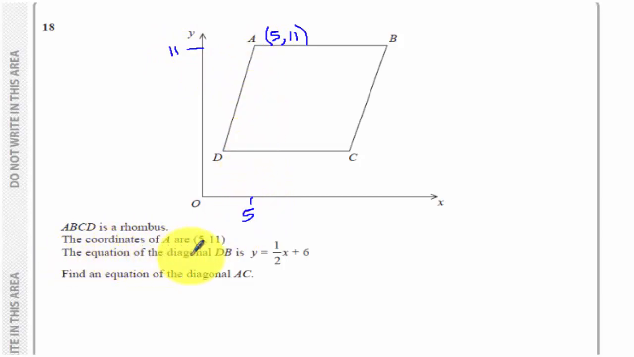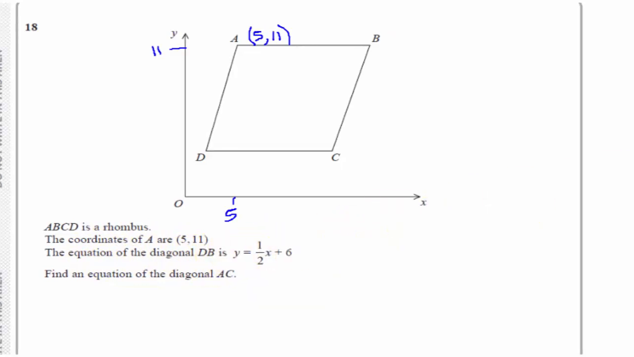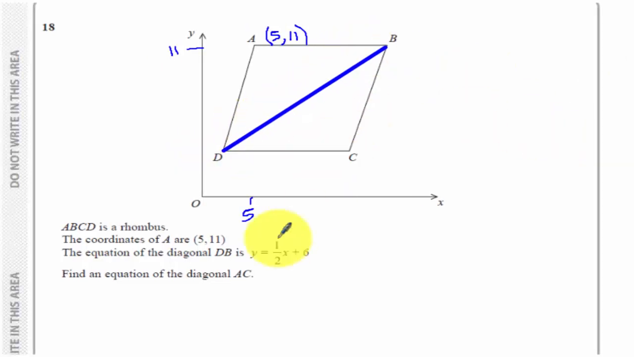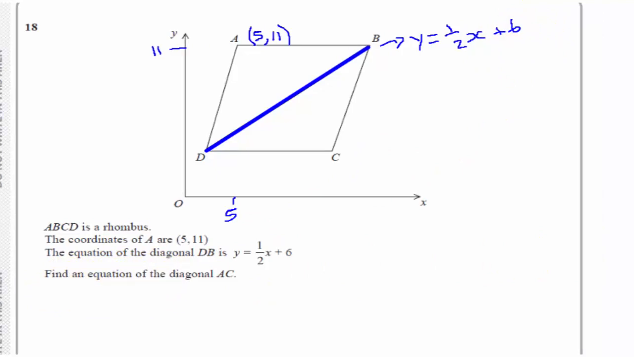The equation of the diagonal DB, so here's DB, that's the diagonal, is y equals a half x plus 6. So this is y equals a half x plus 6. Find an equation of the diagonal AC. So we want to find the equation of that diagonal.